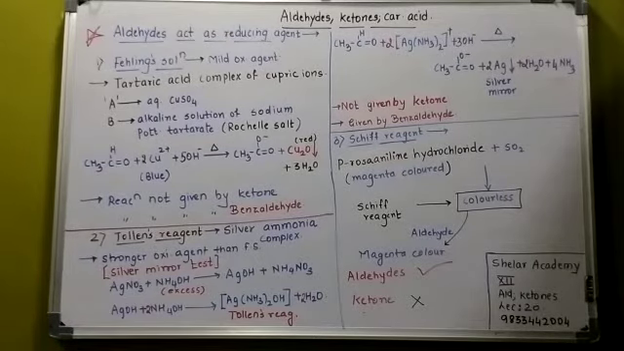I have given how Tollens reagent is formed. It's not required, just for your information I have told how it is formed. It is silver nitrate reacting with excess of NH4OH. The first step is an example of double decomposition. You get AgOH and NH4NO3. In the next step, AgOH again reacts with NH4OH to form Tollens reagent, that is a silver ammonia complex.